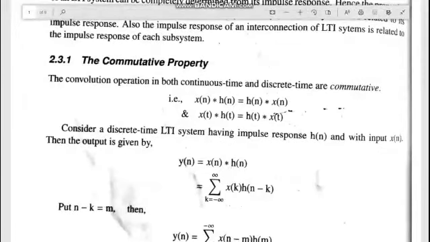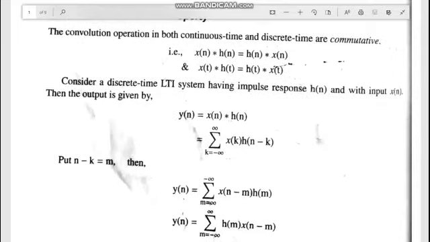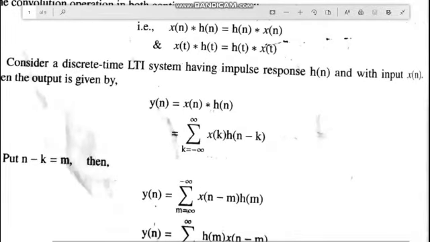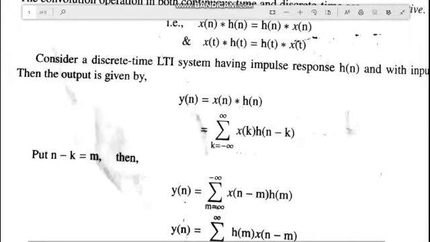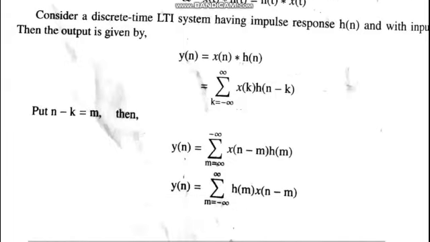This is a statement. Consider a discrete time LTI system having an impulse response h of n with an input x of n. Then the output is given by y of n is equal to x of n convolved with h of n. The above expression can be written as summation k is equal to minus infinity to plus infinity x of k into h of n minus k. This h of n minus k can be represented, you can just represent n minus k is equal to some variable m. Then the above equation y of n is equal to summation k is equal to minus infinity to plus infinity.